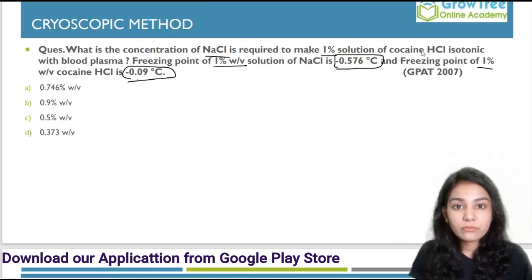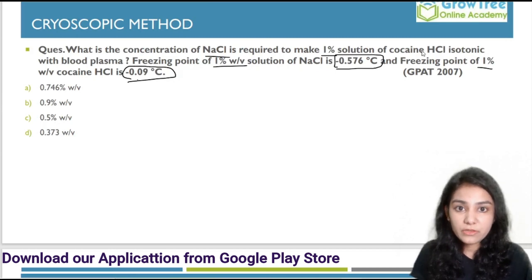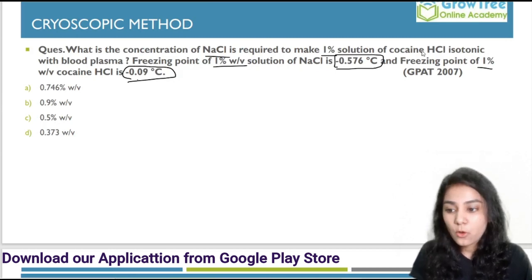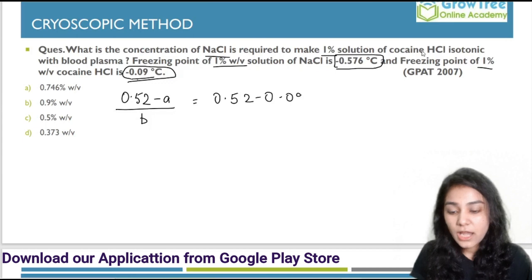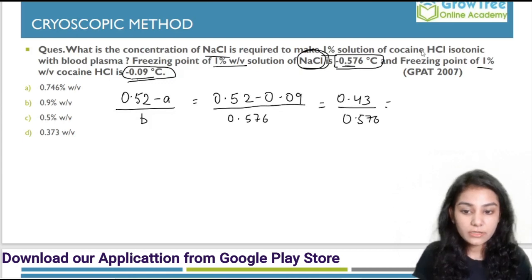So we are going to solve this question with the formula which we had discussed in the previous slide, and the formula is as follows: 0.52 minus A upon B. The value of A here would be 0.09 and the value of B here would be 0.576. So after the calculation, the correct answer is 0.746.